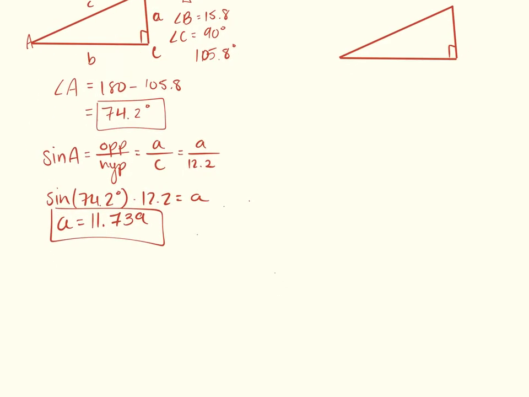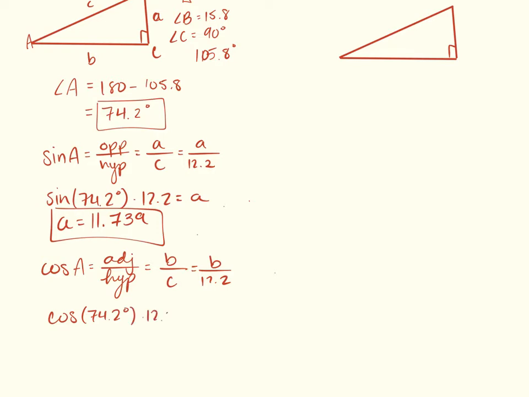And then we need to find side B, and side B is going to be cosine of angle A, which is equal to adjacent over hypotenuse. So this is B over C, or B over 12.2. So we get cosine of 74.2 degrees times 12.2 is equal to B. So B must be 3.322.